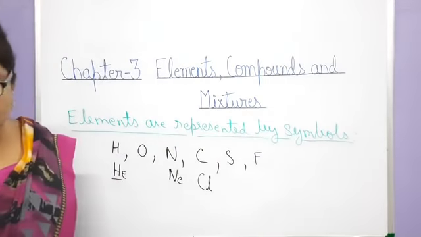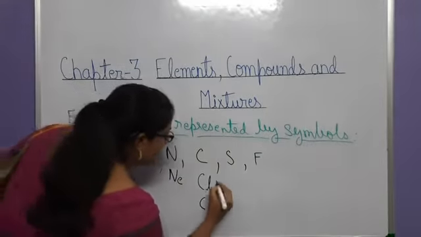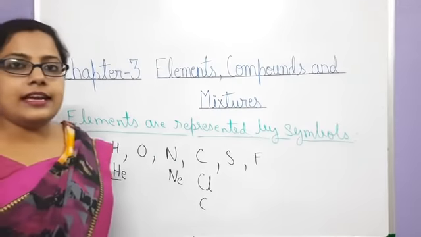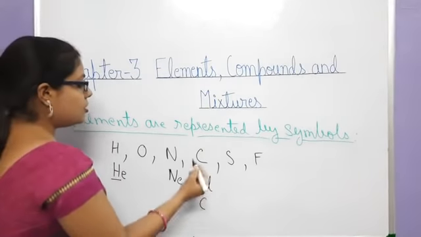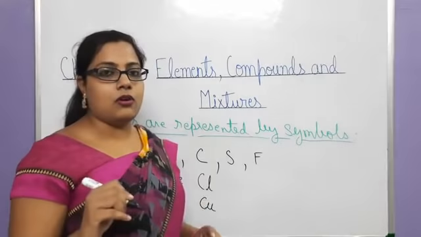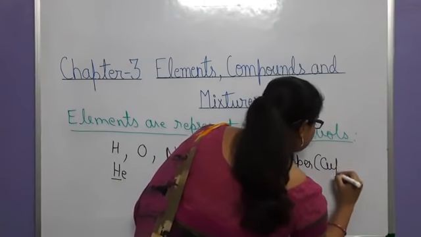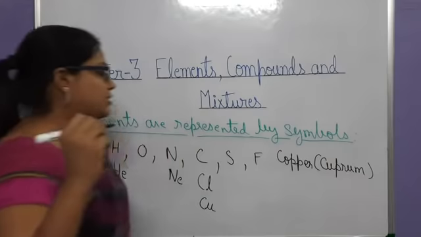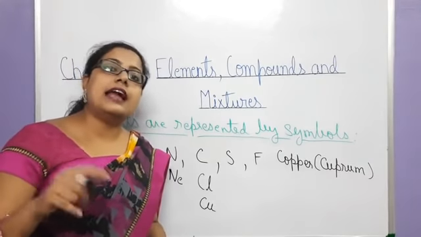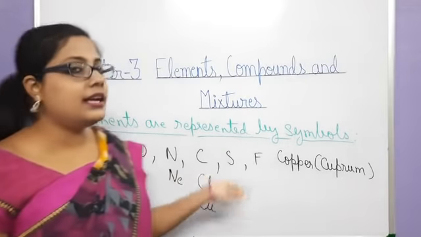Now, there are various other symbols also. What about copper? Copper also starts with the letter C. But the symbol of copper, Cu, came from the Latin name of copper. The Latin name of copper is cuprum. So there are certain elements whose symbols are derived from their Latin names.